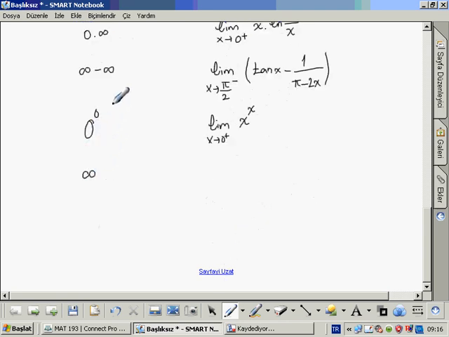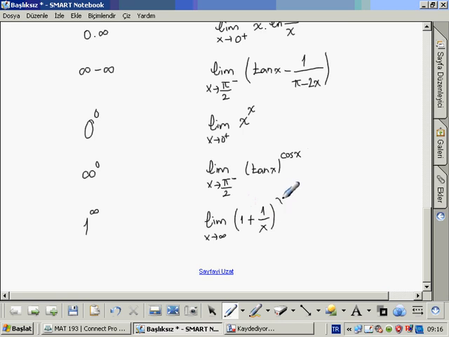Another popular indeterminate form is infinity to the power of 0, and the example for that is the limit as x approaches pi over 2 from the left hand side of tan x to the power of cosine x. And the last one is 1 to the power of infinity: the limit as x approaches infinity of 1 plus 1 over x to the power of x.